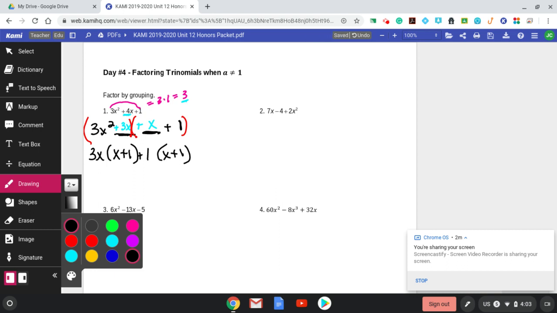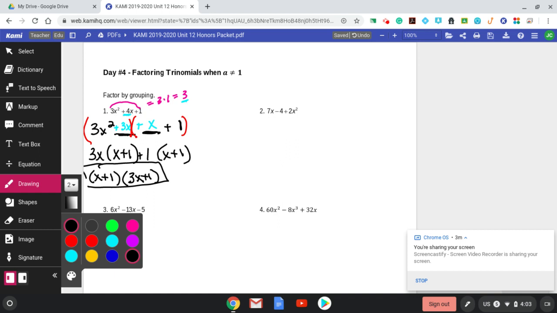Let's finish grouping. What's in common on the left and the right of that plus sign? x plus 1, which I can take out as a GCF. Then what goes in the other parenthesis is what's left over, which is 3x plus 1. So I'm turning 3 terms into 4 by taking the middle term and splitting it up into 2 different ones.